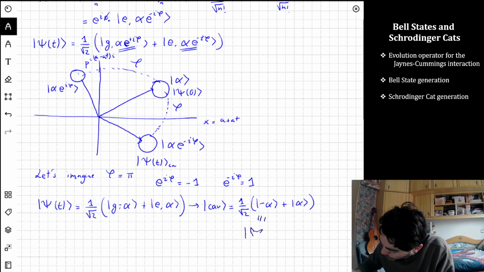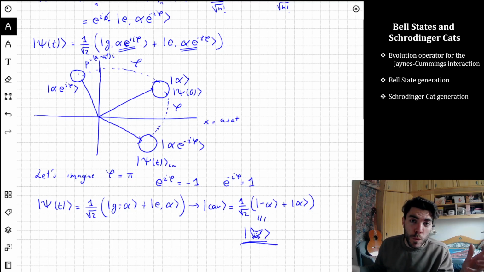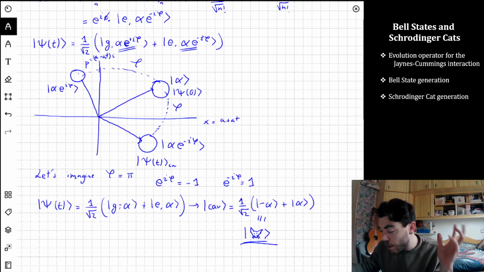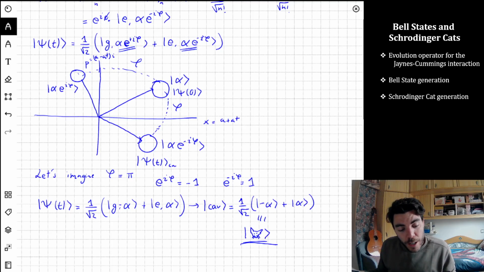That I am gonna write it, it's a cat state, okay. This is just a cat state. So we created, using the dispersive interaction between an atom that was in a quantum superposition and a cavity, a Schrodinger cat state inside the cavity. And I think that's pretty cool.